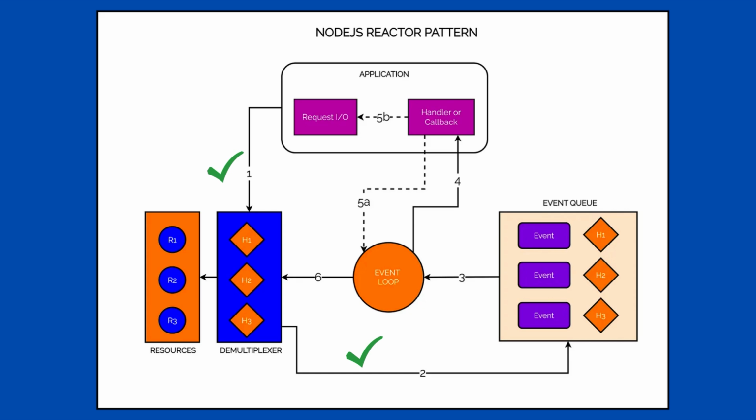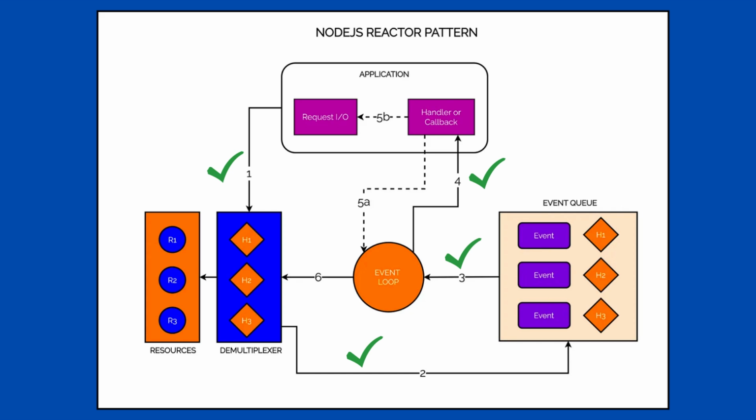When a set of I/O operations are completed, the event demultiplexer pushes the corresponding events into the event queue. In step 3, the event loop iterates over the items in the event queue. Important point to note here is that the event queue is not just one queue, but multiple queues that are processed in different phases. In step 4, the event loop triggers the handler for each event. It was told about this handler by the event demultiplexer in step 2.